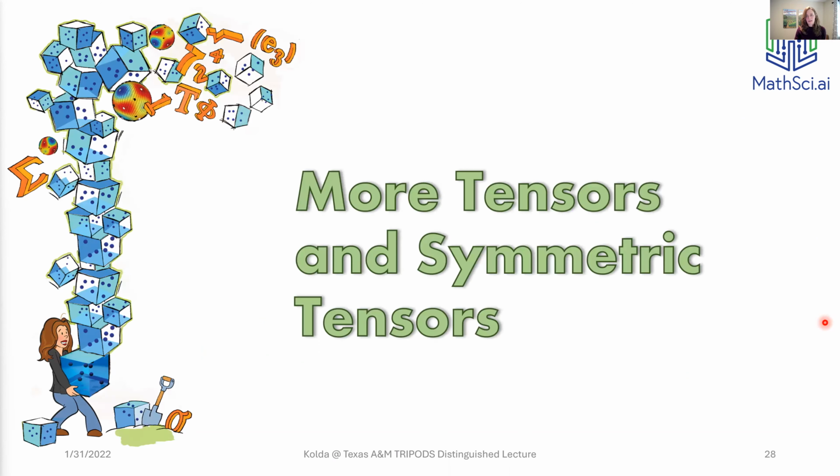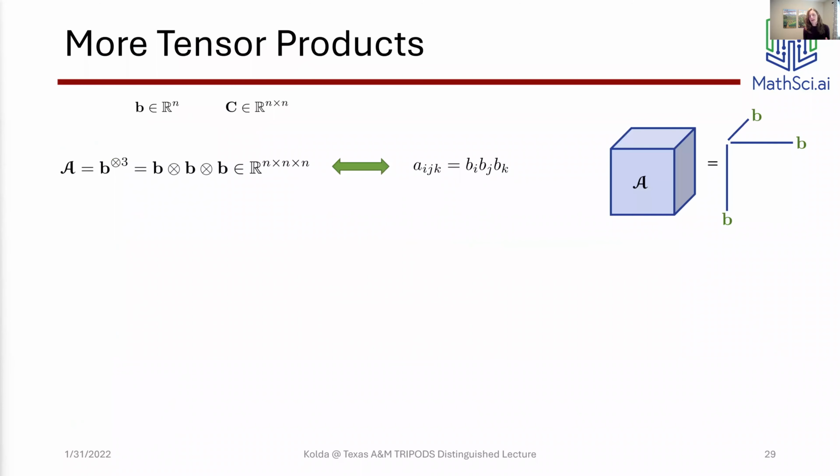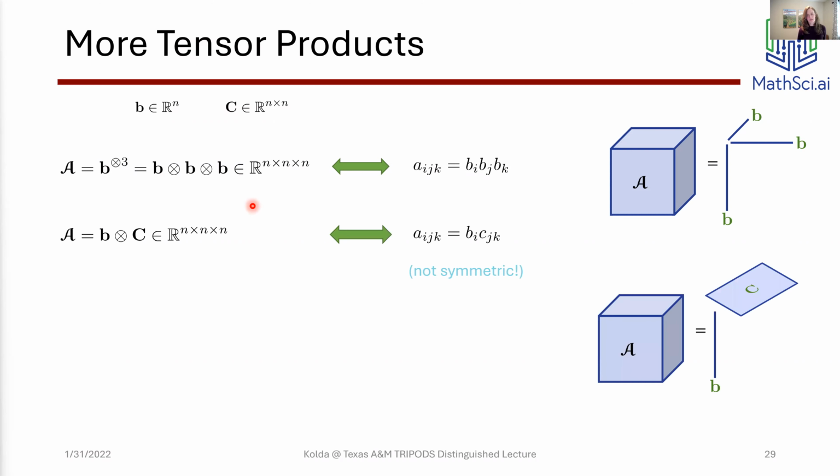All right, so more on tensors and symmetric tensors. So we talked about these tensor outer products, and we did just the three-way, for example, of a vector with itself. You don't have to just do a vector with itself. You can do, for example, a vector with a matrix. So b here is an n-long vector, and then we have an n by n matrix. The result is an n by n by n tensor, where a_ijk is equal to b_i times c_jk.